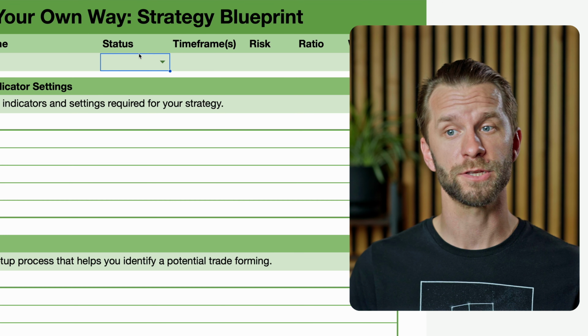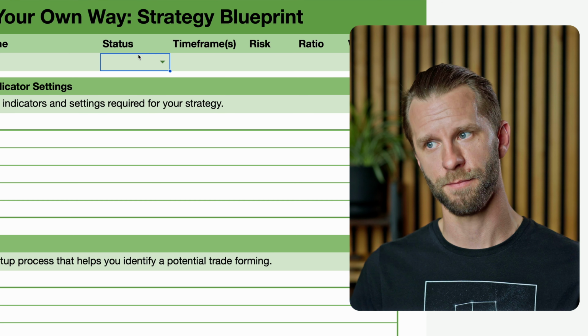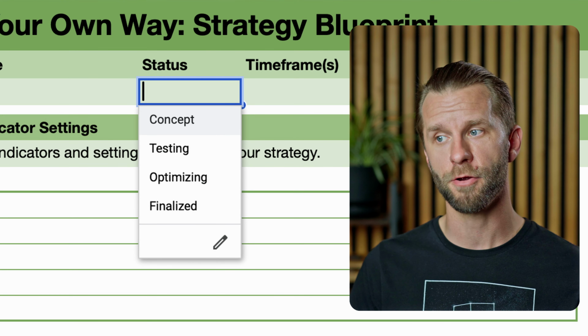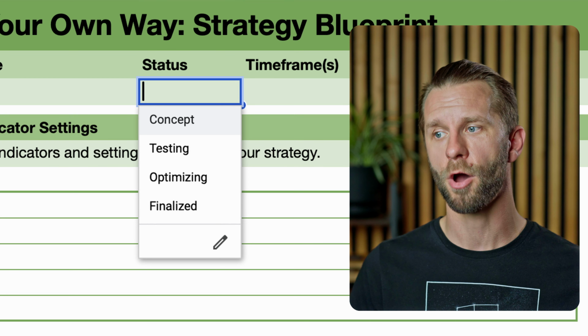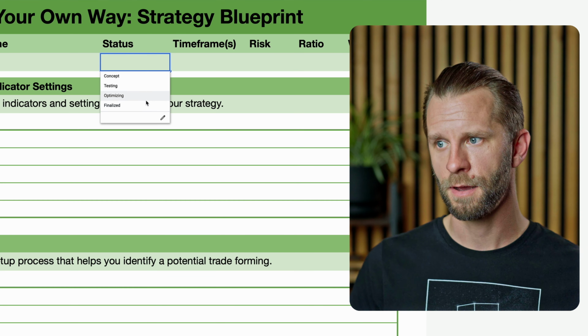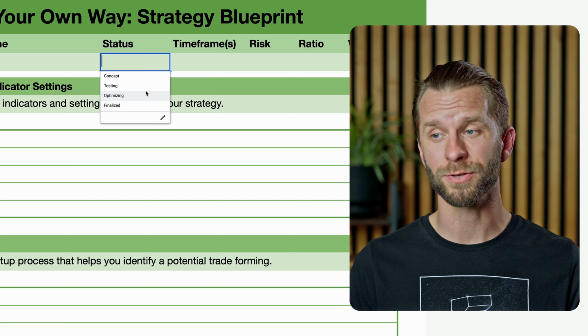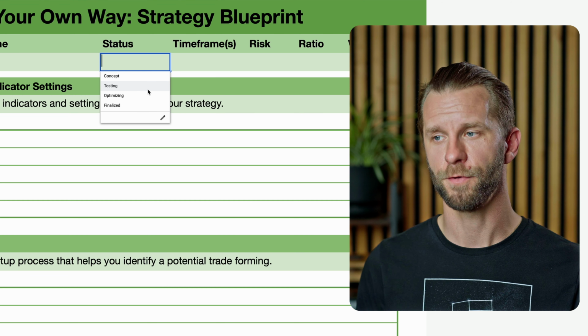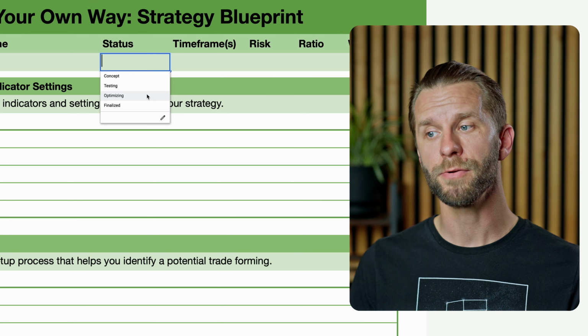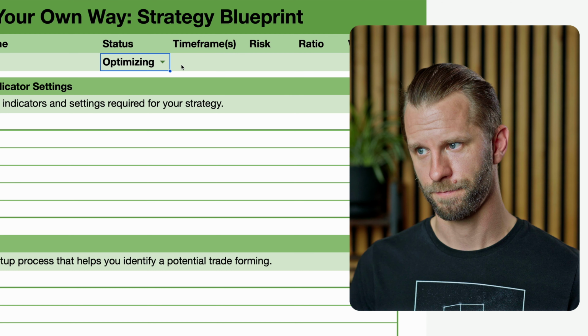Moving on, we have status. Now this corresponds to at what point of the strategy development we are. So if we click this down arrow, we see concept, testing, optimizing, or finalized. With this strategy, I was testing all sorts of different things and really refining a few of the specific details, so I would consider this under optimizing.